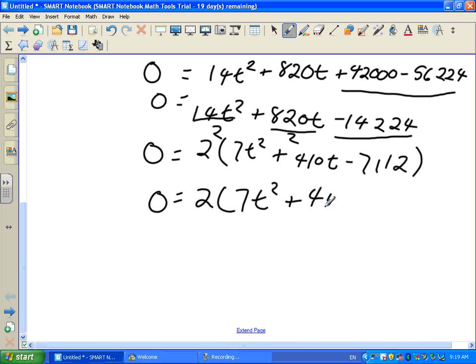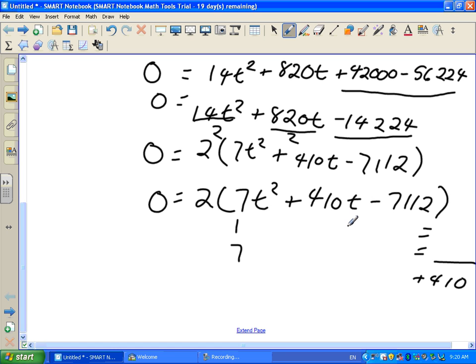Plus 410t minus 7112. This is going to be an intense question. So when we go to factor, we find the first factors. Factors of 7 are 1 and 7. Factors of 7,112: there are going to be a lot of them, so we're actually going to have to list them in order to figure this out. And we know they're going to have to add up to 410.